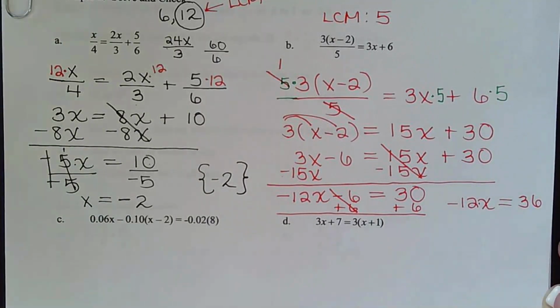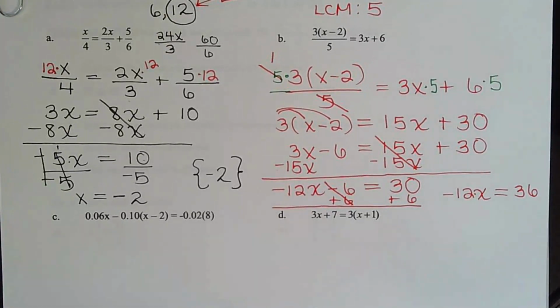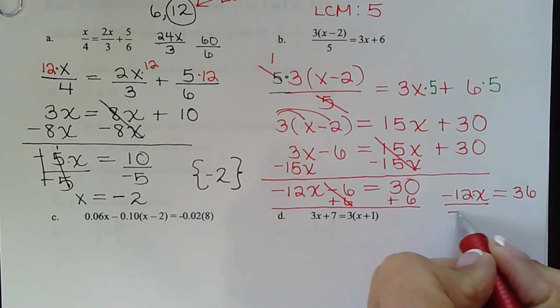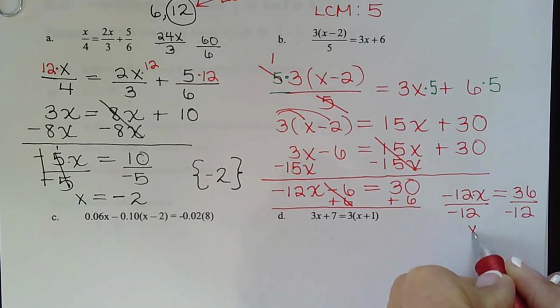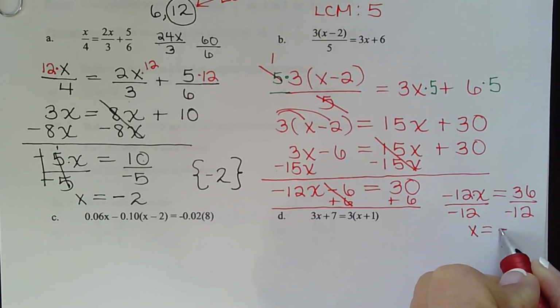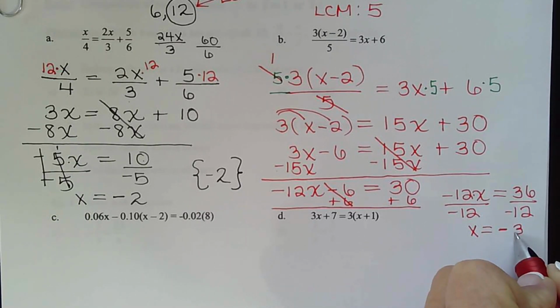And last step, get your x alone. The opposite of times negative 12 is divide by negative 12. And we get x equals 1 negative is negative, 36 divided by 12 is 3.